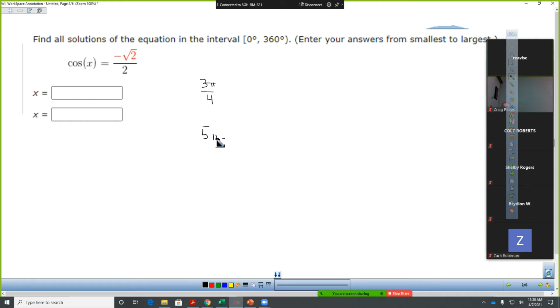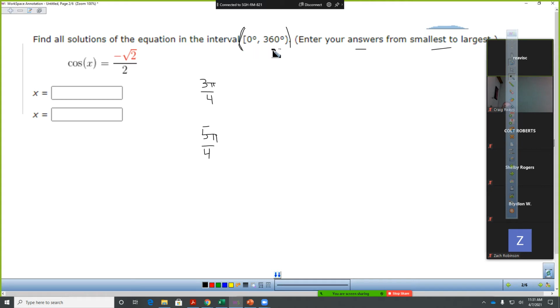And 5 pi over 4. And it does say enter your answers from smallest to largest. Now notice, it said only on this interval. So only from 0 to 360, which is what is on that unit circle.